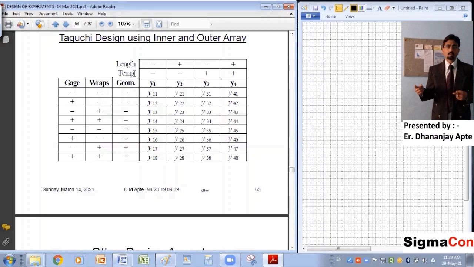There are 5 X factors here considered in the design. In normal practice, these 5 X factors are written one beside another: X1, X2, X3, X4, X5. Gauge is one, wrap is next, geometry is next, temperature and length. Now, instead of writing these factors one beside another, we have written 2 factors, temperature and length.